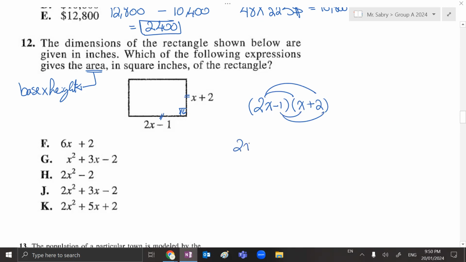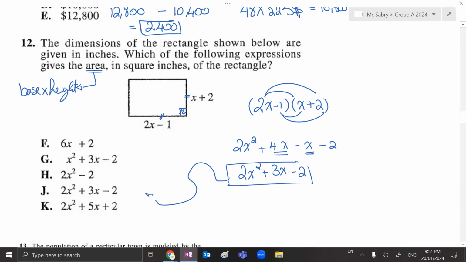2x times x, that's 2x squared. 2x times 2, that's 4x. Negative 1 times x, that's negative x. And negative 1 times 2, that's negative 2. If there are any like terms, you'll just have to add them up. So I'll leave the 2x squared as it is. The 4x minus the x, though, will become 3x. And the negative 2 will go down as it is. You look for that choice, and it's clearly J. Any issues there?